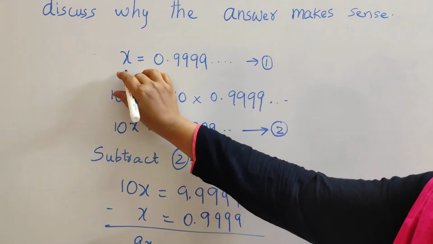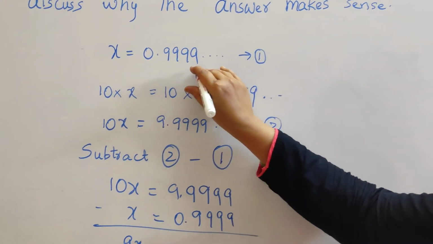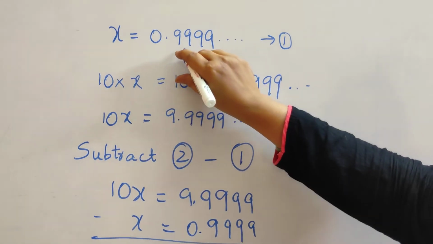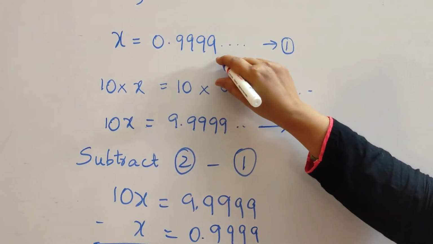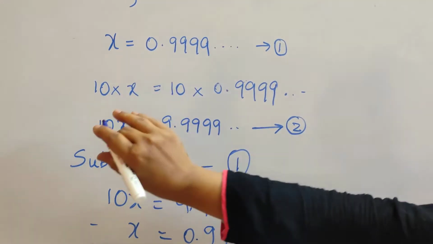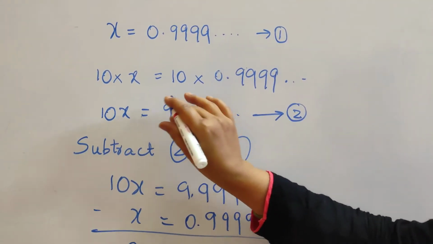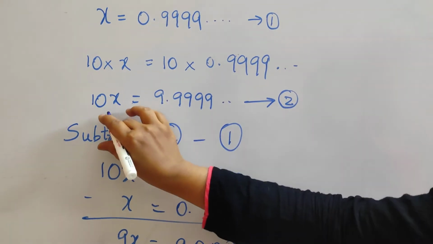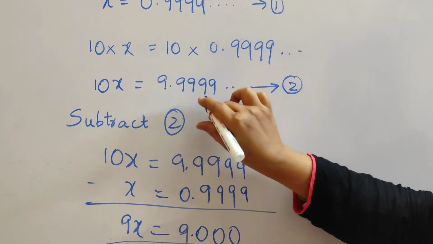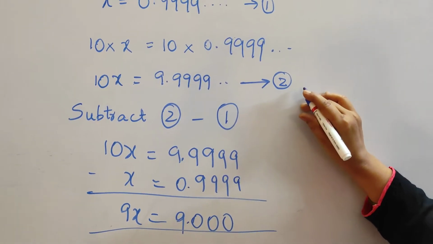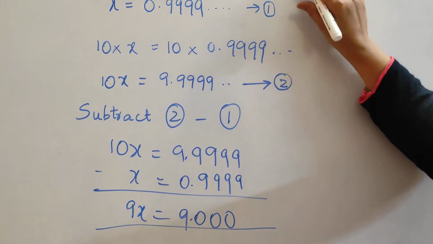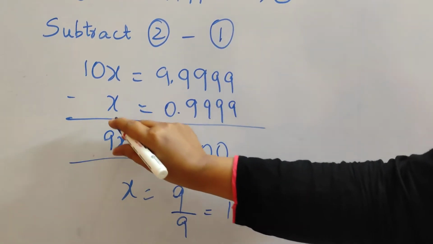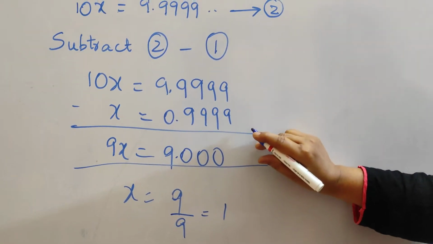As I already mentioned, x is equal to 0.999..., equation 1. When we look at this decimal, 9 is repeating, only one number is repeating. If one number repeats, you have to multiply both sides by 10. So 10 into x, 10 into 0.999... 10 into x becomes 10x and this becomes 9.999... Call this equation 2. When you subtract equation 2 minus equation 1, 10x is equal to 9.999... minus x is equal to 0.999... When you subtract, what do you get?